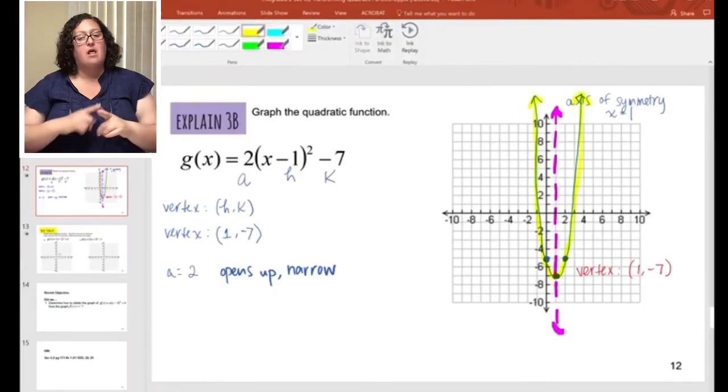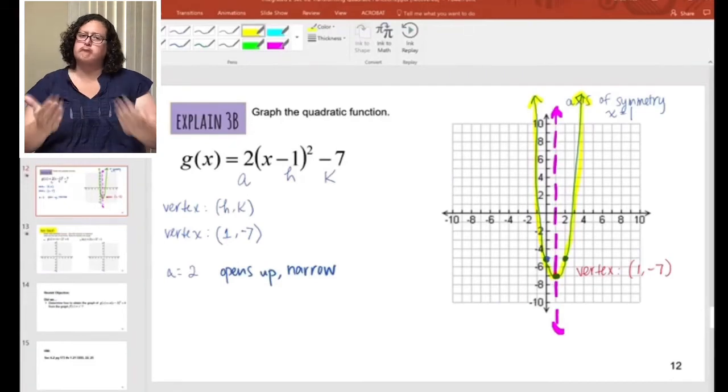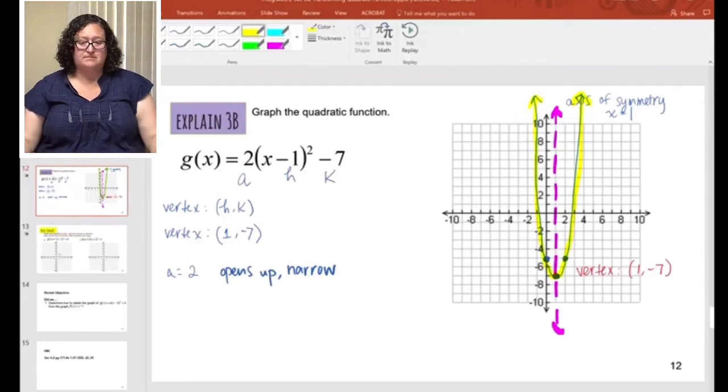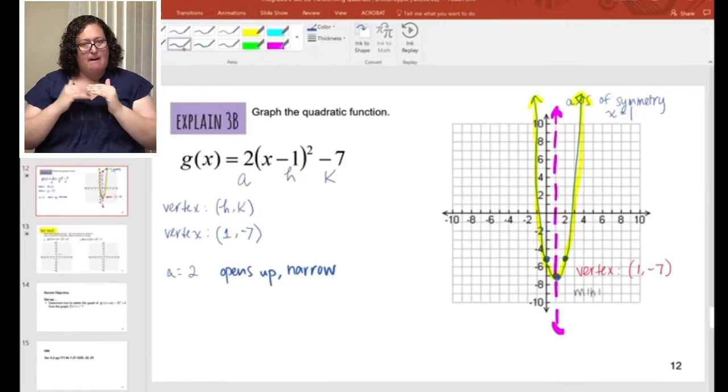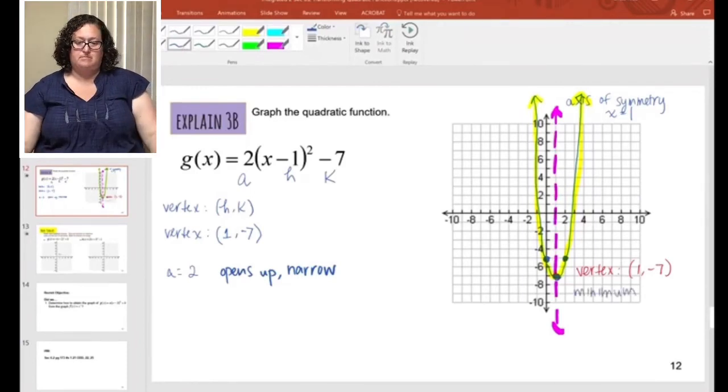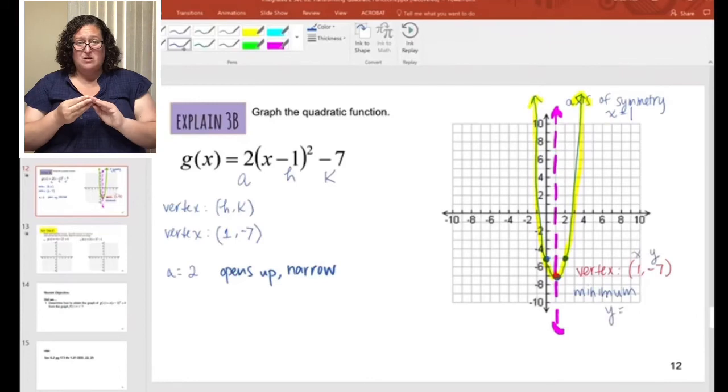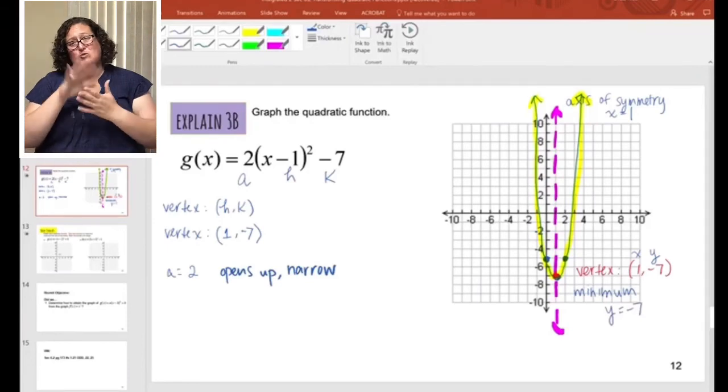And then class, let's go ahead and identify if we have a maximum or minimum point. The parabola opens up, which means that we have a minimum. We have our lowest point. Our lowest y value is at -7. So class, that's how you graph a quadratic function using vertex form.